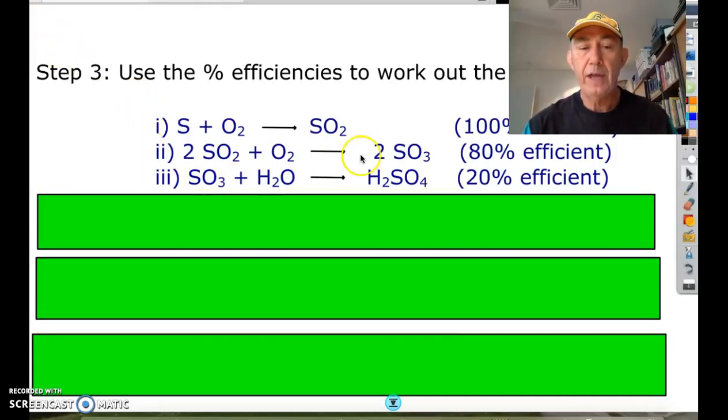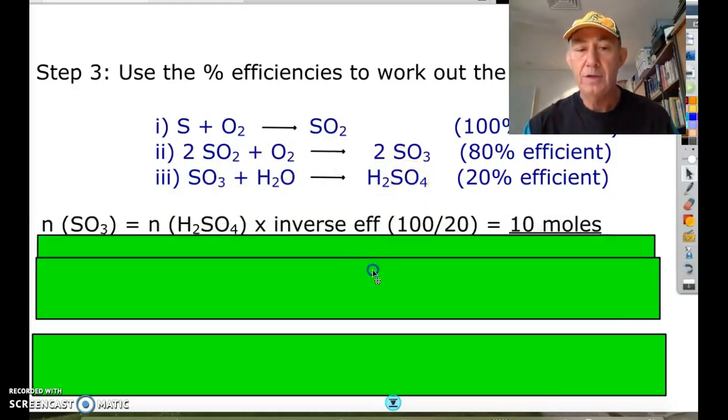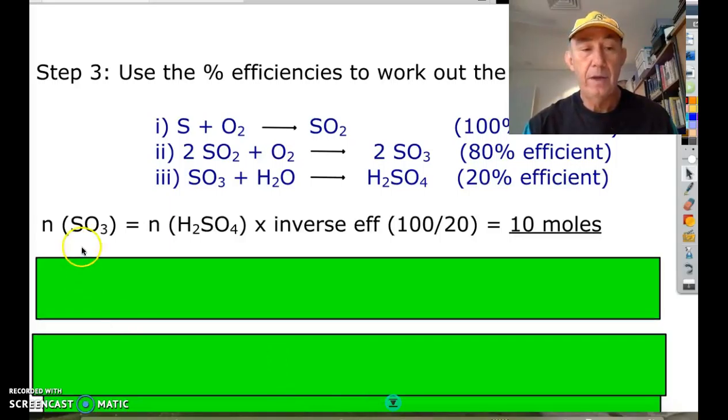Okay, so we have 2 moles of sulfuric acid. Now we need to work backwards using our efficiencies to work out the moles of sulfur. When we were going forward, we were multiplying by the efficiency, which was 100 over 100, 80 over 100, and 20 over 100. Now, because we're going backwards, if I need 2 moles of sulfuric acid, and this equation is only 20% efficient, that means I'm going to need to start with a lot more reactant to make my 2 moles of product. So, working backwards, my number of moles of sulfuric acid is my number of moles of sulfur times the inverse of my efficiency.